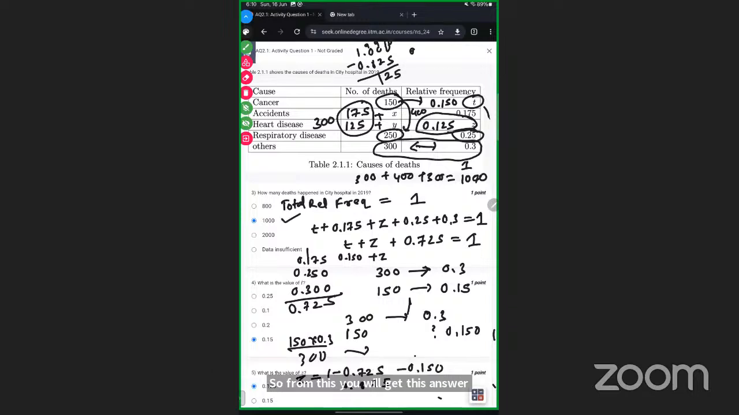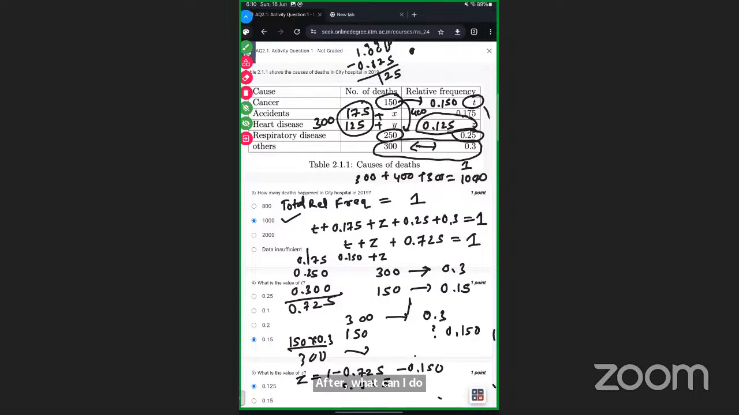Sir, first step we can add all the relative frequencies, then it is equal to 1. Yes. After that, what can I do?